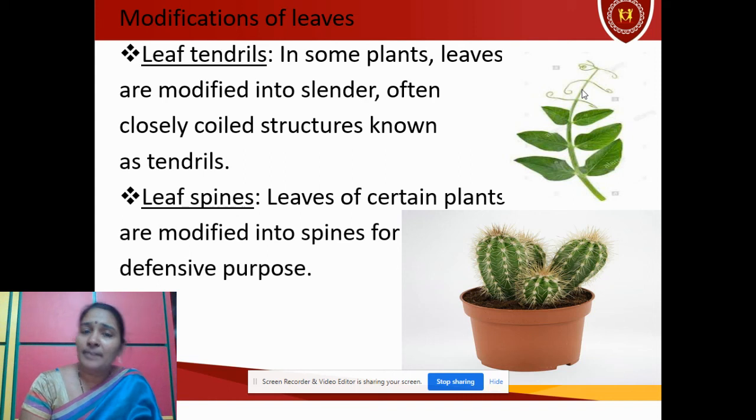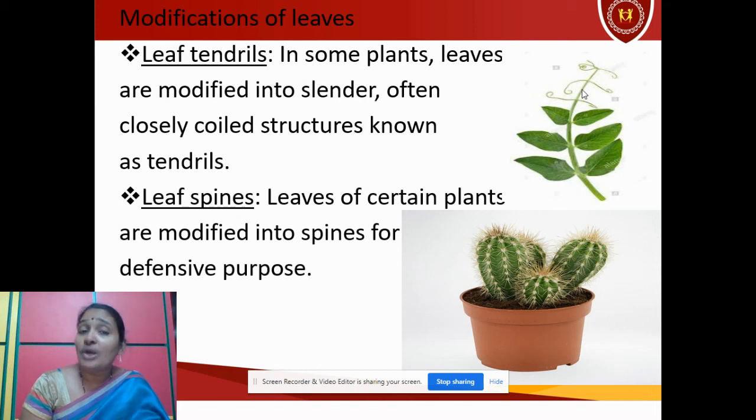Actually, the stem performs the photosynthesis and also stores extra food. So what happens to the leaves? The leaves are modified into spines. Actually, they have two functions. They are used for defensive purposes. Defensive means if a predator comes, it cannot attack the plant. Okay, that is the first reason.